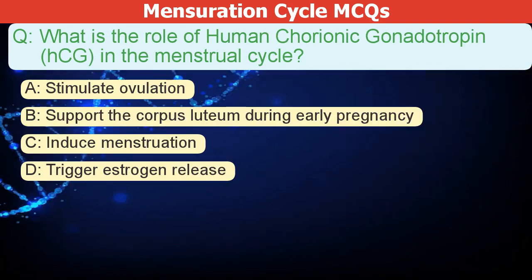What is the role of human chorionic gonadotropin, HCG, in the menstrual cycle? A. Stimulate ovulation. B. Support the corpus luteum during early pregnancy. C. Induce menstruation. D. Trigger estrogen release.